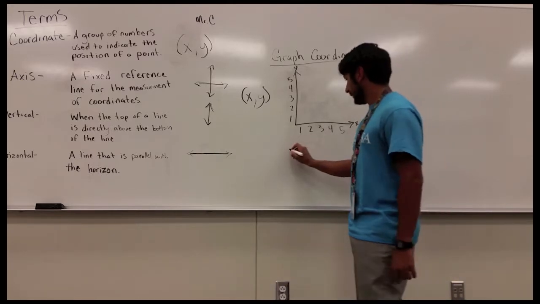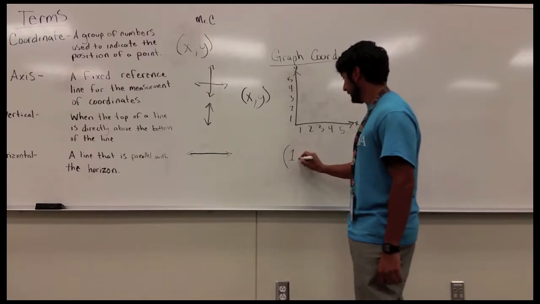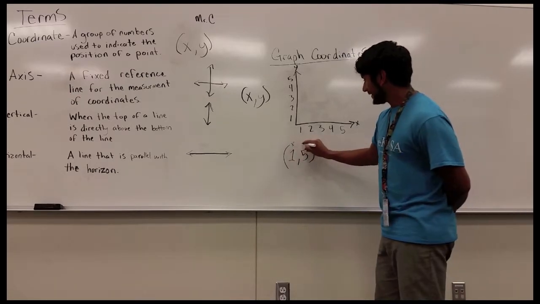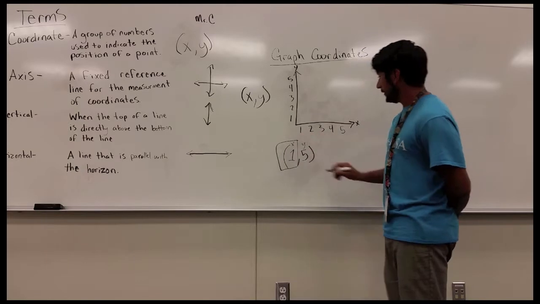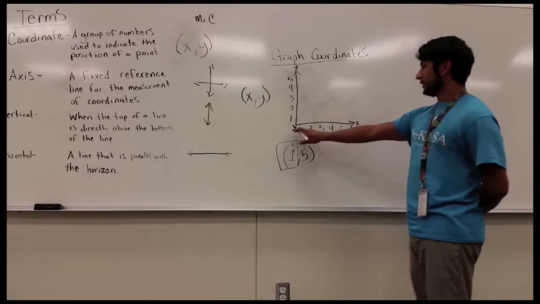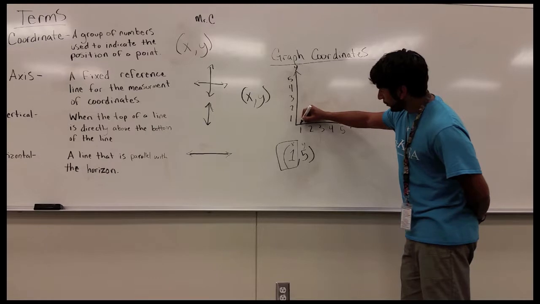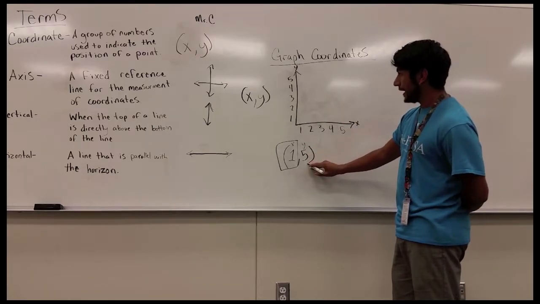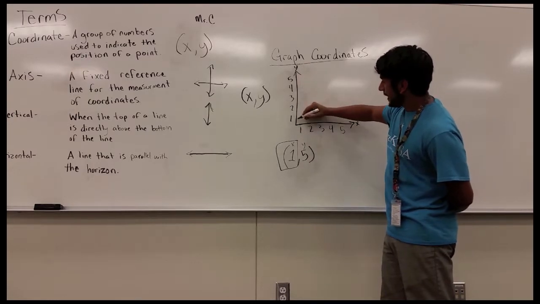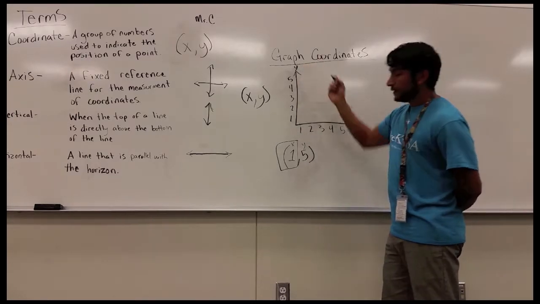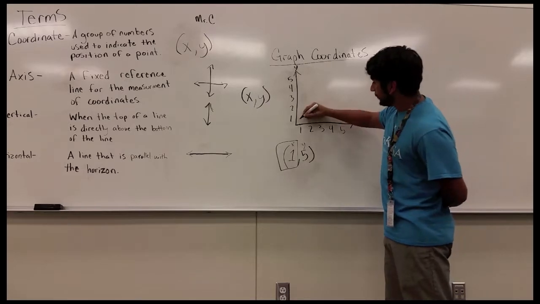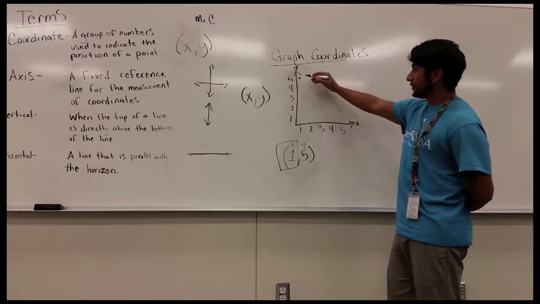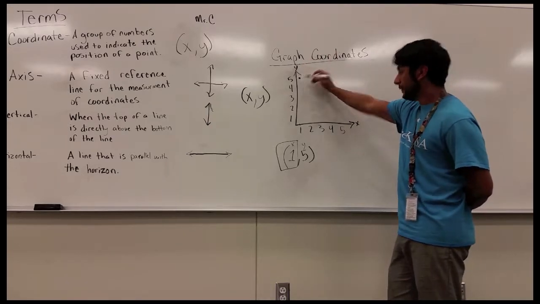Okay, so let's look at the first coordinate. The first coordinate will be 1, 5. Okay, so we read the x first. The x-axis is 1. So we look at the x-axis and we find the number 1. Okay? And then we go to the y-axis, which is number 5. We go to the y-axis, and we go up to 5. Now the next step is to find where the 2 lines would connect. And that is going to be your coordinate 1, 5.